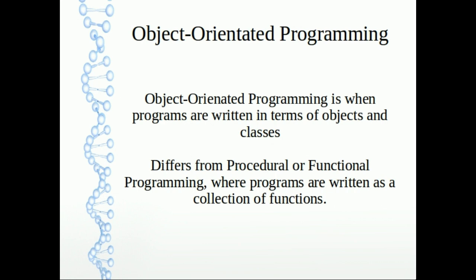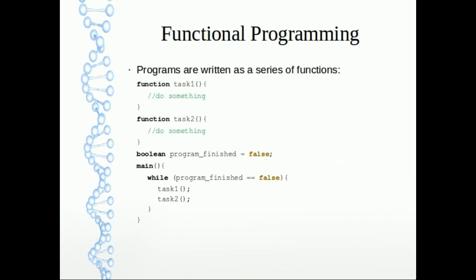Here we have an example of the pseudocode for a program written in the functional or procedural style. We have two functions, task1 and task2, a boolean, meaning a true or false value, called program finished, which is set to false, and at the bottom we have our main statement, which is the starting point or entry point for our program. Inside the main statement we say, while the program finished variable still holds the false value, do task 1 and then do task 2 in a loop.